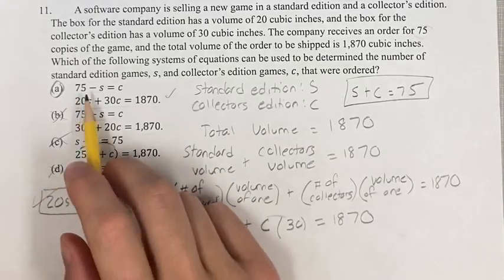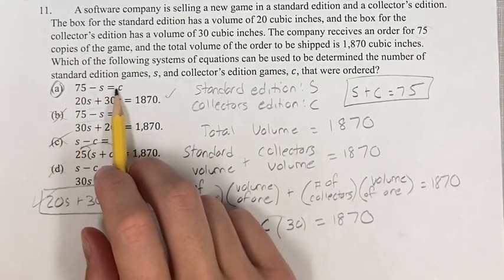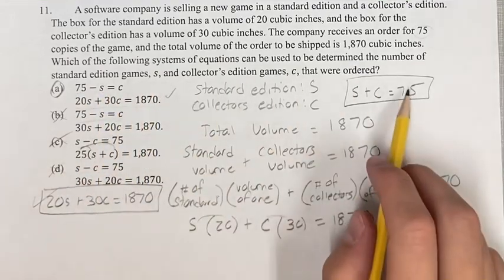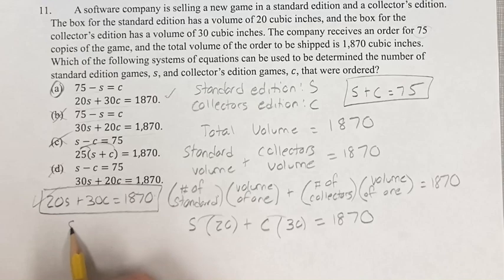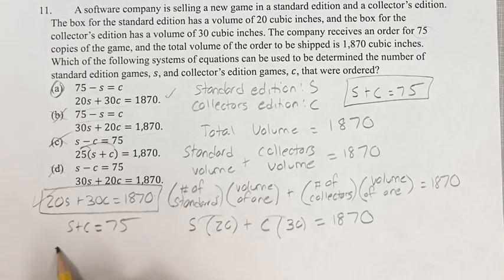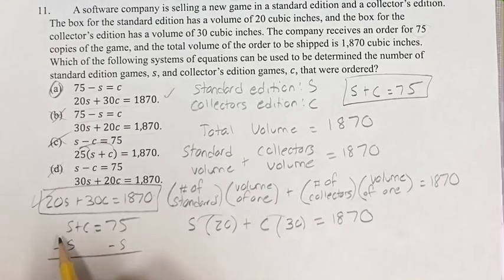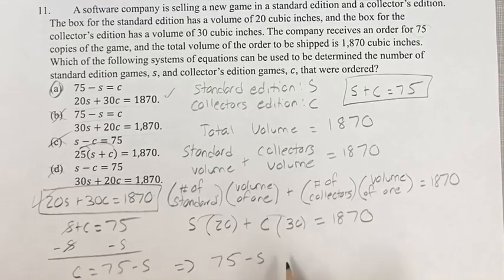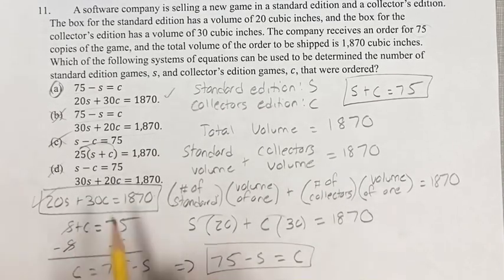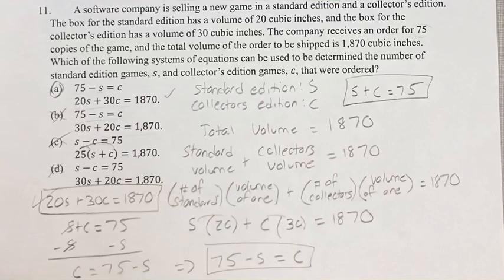But 75S minus C is not this equation. And that's because they've done one more step. If we write that here, we have S plus C equals 75. This is the equation that we found. If you subtract S from both sides, you get C is equal to 75 minus S. And if you just flip the sides around, 75 minus S is equal to C, then you get the equation that they have here, and we can be sure that A is going to be the final answer.